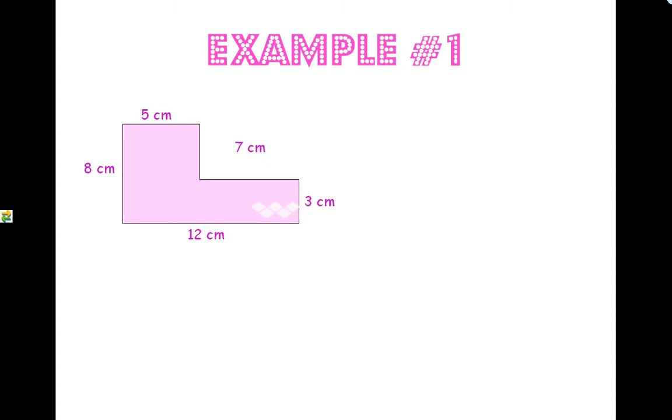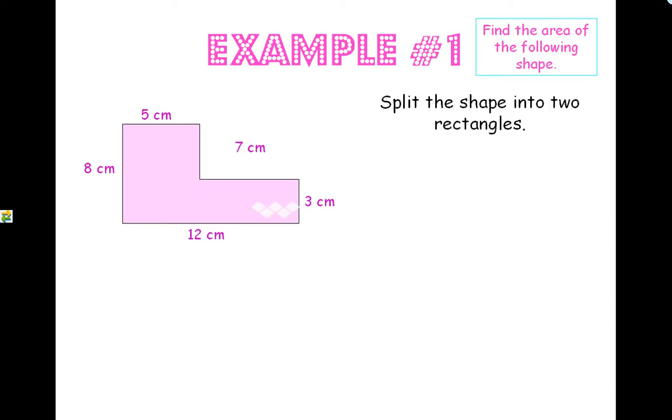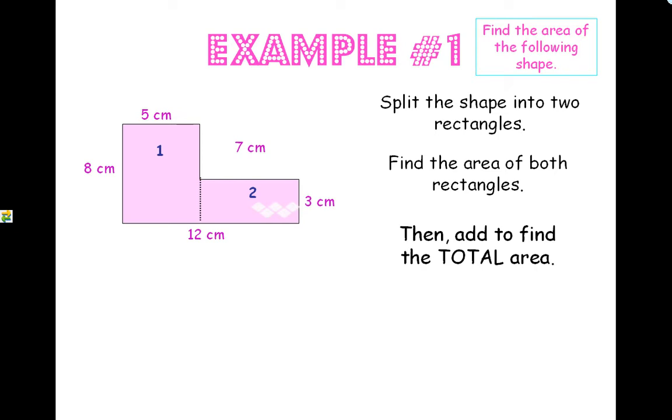So example number 1. We want to find the area of the following shape. First thing you want to do is to split the shape into two rectangles. 1, 2. Then you want to find the area of both of the rectangles. After you find the area of both of the rectangles, you can add them to find the total area, because you're trying to find the total area of this whole shape. So you'll have to add these together.